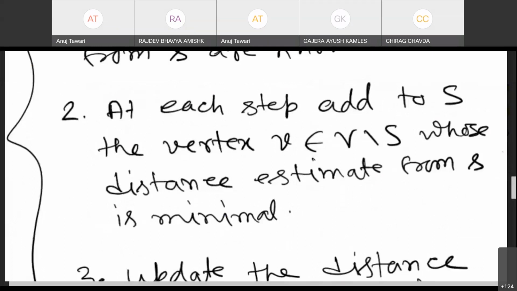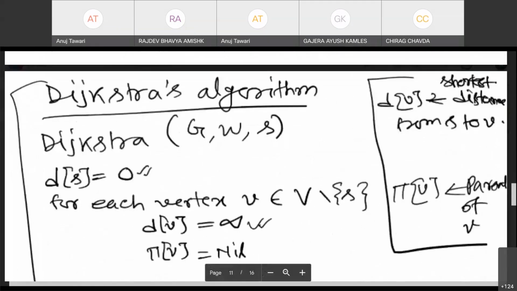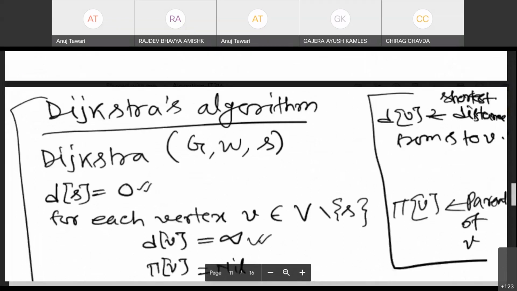So at every iteration, there will be some vertices for which we know the shortest path length. There will be some vertices for which we don't know the shortest path. And at every step, we want to increase the size of this set by one or more. And we just update the distance estimate. And this is known in theory as Dijkstra's algorithm. Quite useful. And it uses this greedy paradigm.